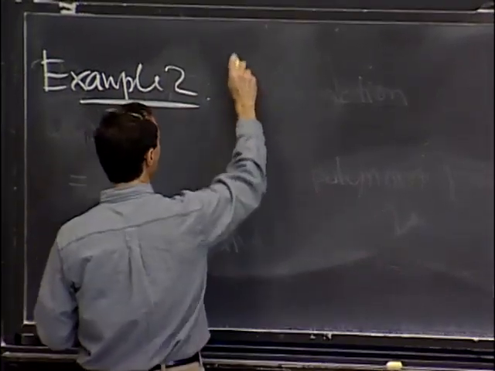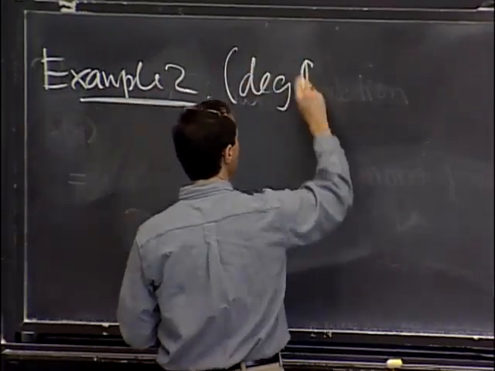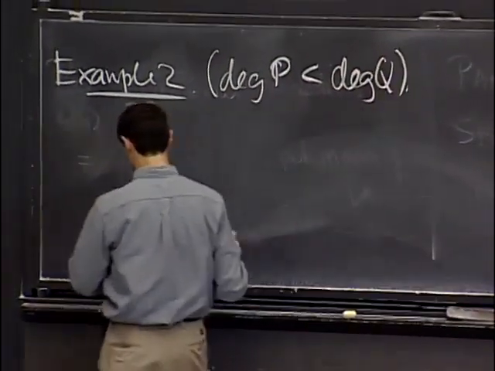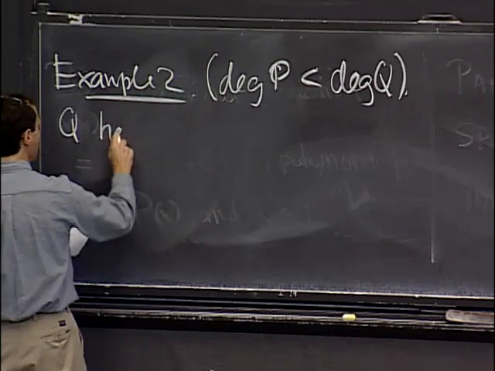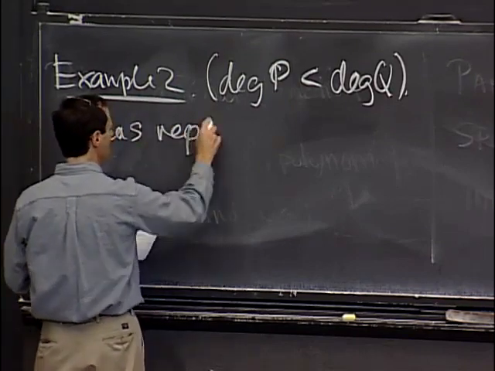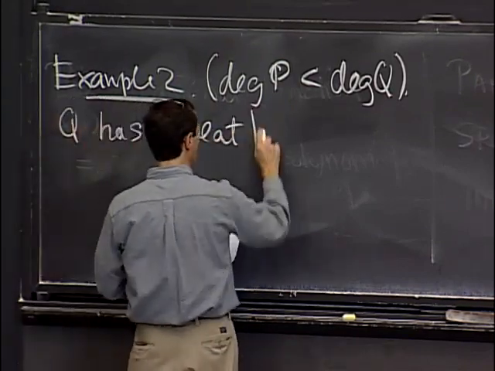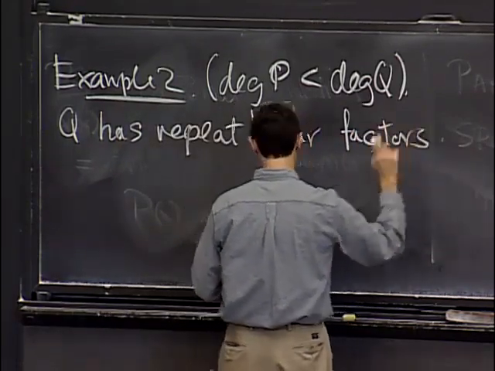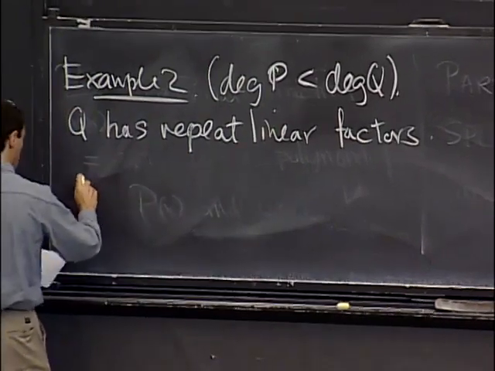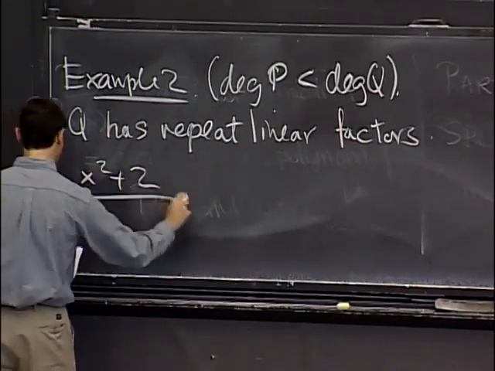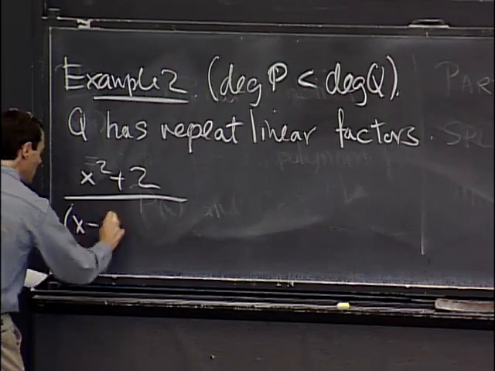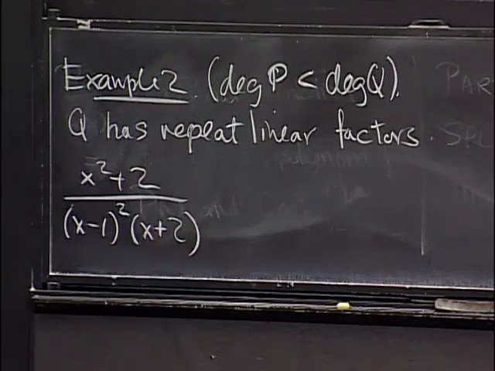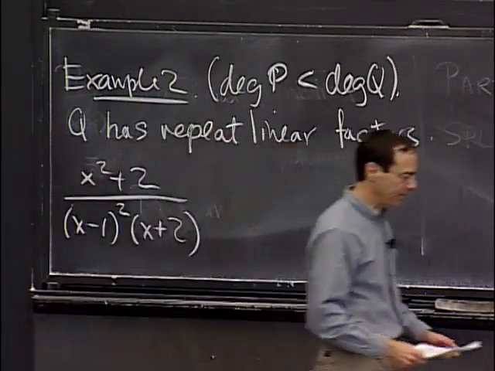And this is going to work when, you'll always need that, the degree of the numerator is less than the degree of the denominator. And Q has now repeated linear factors. So let's see which example I wanted to show you. So let's just give this here. I'll just repeat the denominator with an extra factor like this.